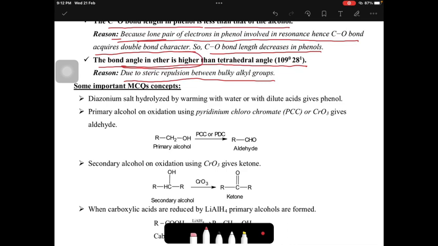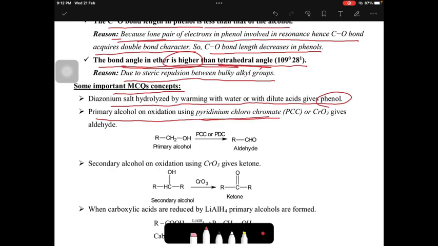Bond angle in ether is higher than the tetrahedral angle. Some important MCQ concepts: diazonium salt hydrolyzed by warming with water or with dilute acid gives phenol. Primary alcohol on oxidation using pyridinium chlorochromate, PCC or CrO3, gives aldehyde.